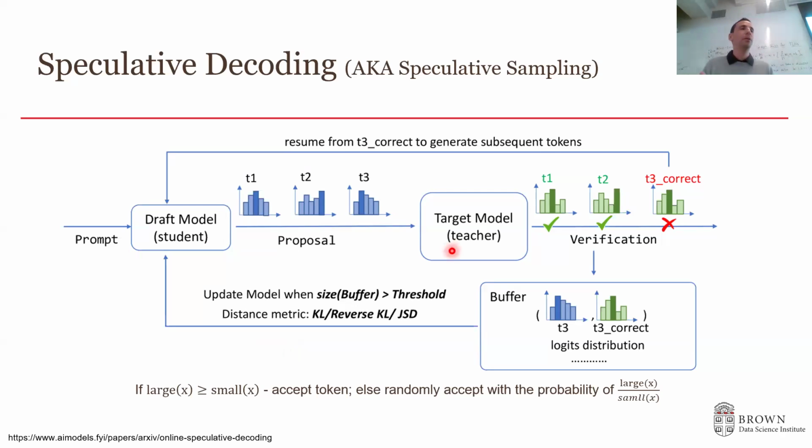So how can you do it? Let's say that we want to generate a 10 token sequence, right? Like a 10 token sentence.